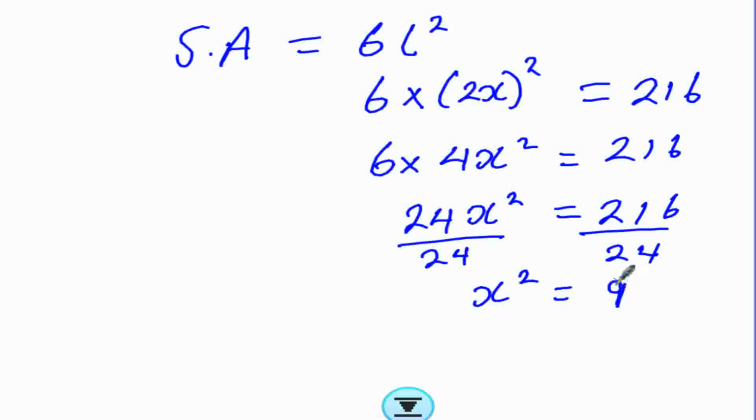And now since we want to find the value of x, we have to find the square root on both sides. So we find the square root of that and the square root of that, which will give us x being equal to 3 centimeters. But this is not the answer.